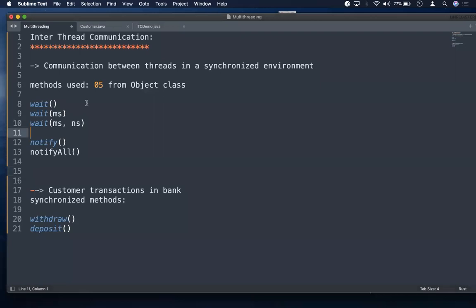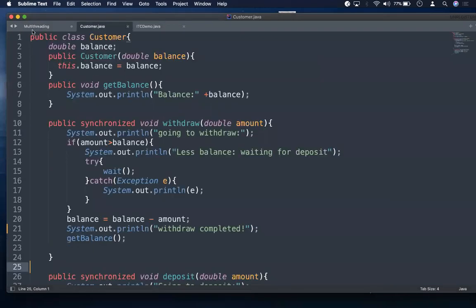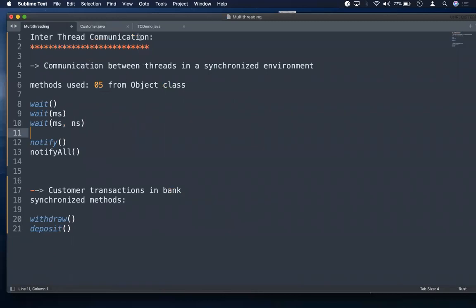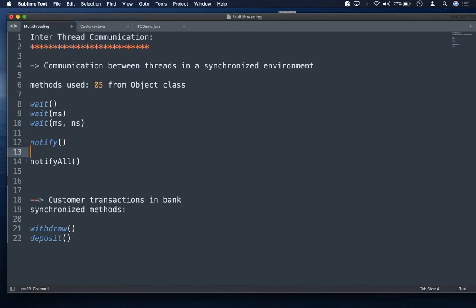The scenario is going to be like this. I have written one scenario, and I will explain that. So what is inter-thread communication? It's communication between threads in a synchronized environment. Only when there is synchronization is this applicable. And there are 5 object methods to be used for this: wait indefinite, wait with milliseconds, and nanoseconds, notify, and notify all. The notify method will wake up the thread which is waiting on that monitor. Notify all will wake up all the threads which are waiting for that particular monitor or critical section.